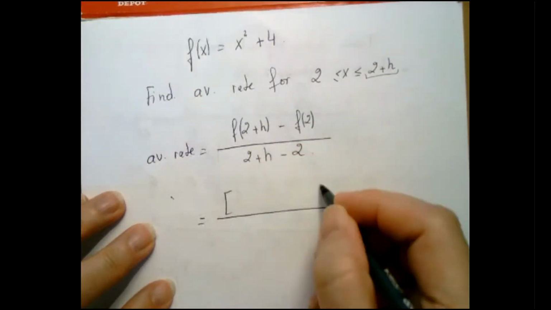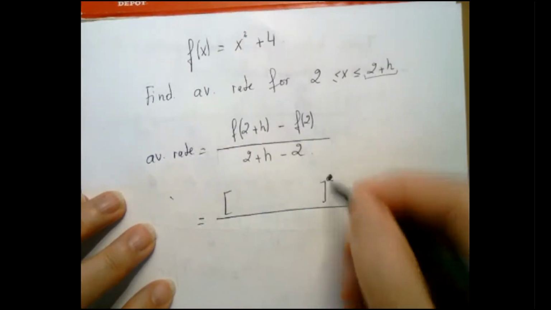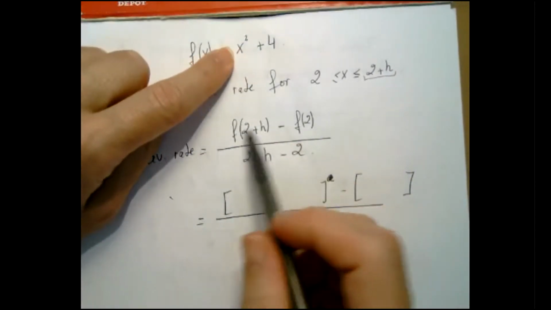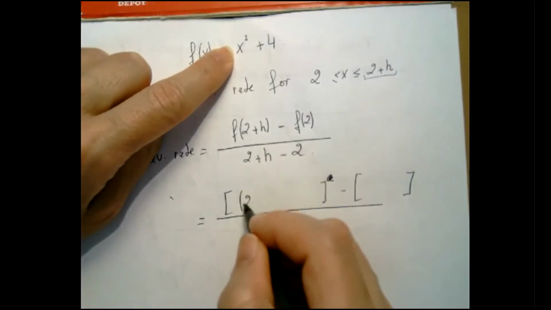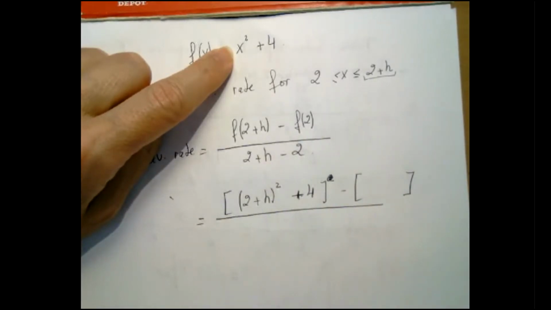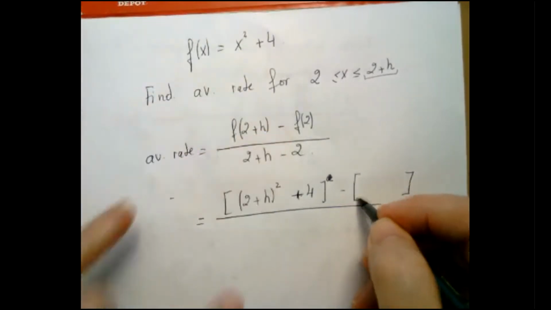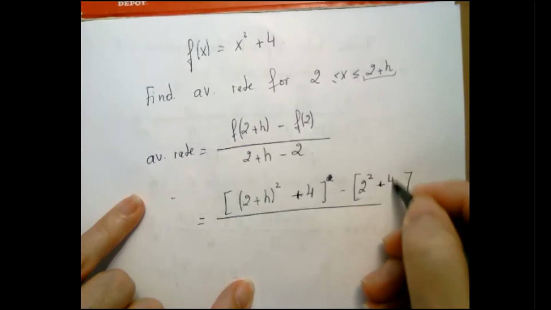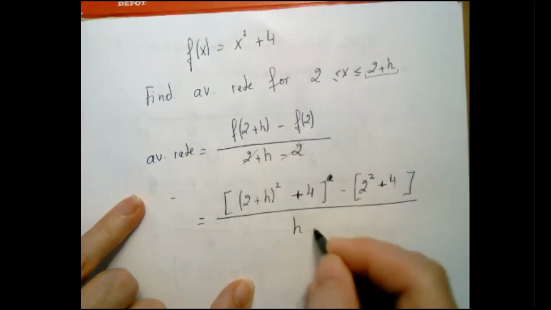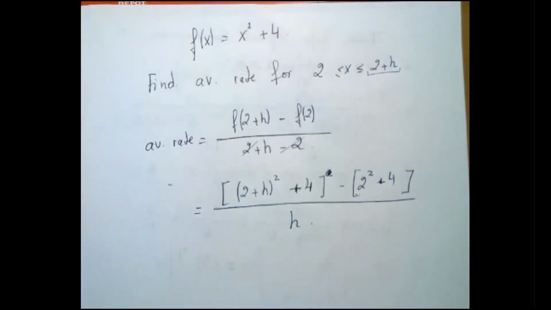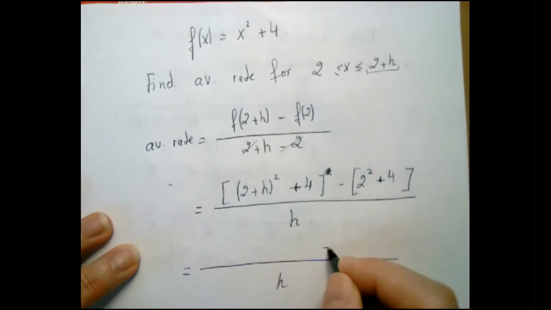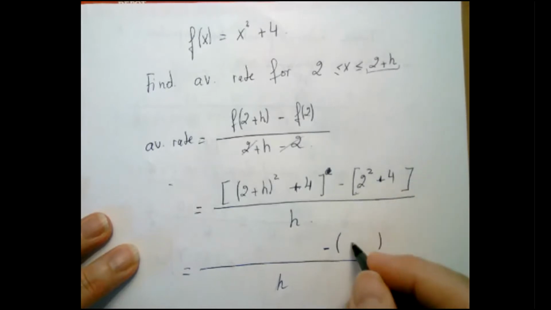What's f of 2 plus h? I'm going to first put f of 2 plus h, minus, and we practice this. What is f of 2 plus h? What does f do? It takes your input, squares it, and adds 4 to it. And here, what does f do to 2? It takes your input, squares it, and adds 4 to it. And those just simplify, and we get h. So that's the symbolic part. The rest is just algebra, and we will do it slowly. That's 4 plus 4, that's 8.